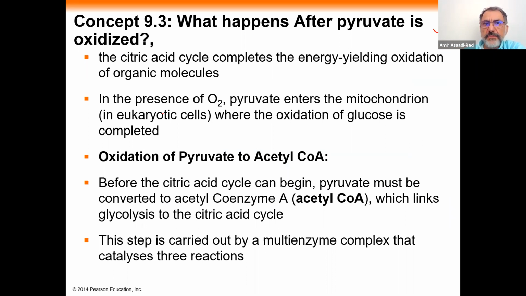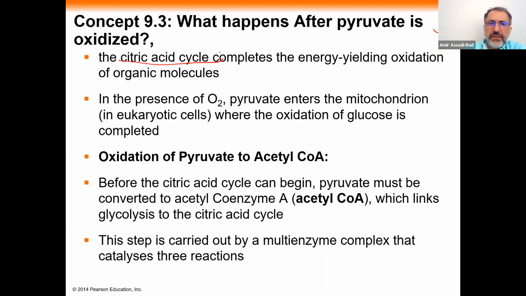The citric acid cycle completes the energy-yielding oxidation. The citric acid cycle generates some NADH. You already made 2 NADH from glycolysis, but it makes a few more NADH, and those NADHs go to the electron transport chain, where they make more ATP, which I'm going to go over right now.